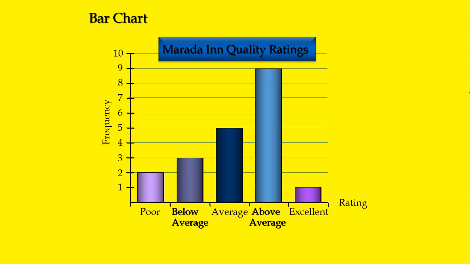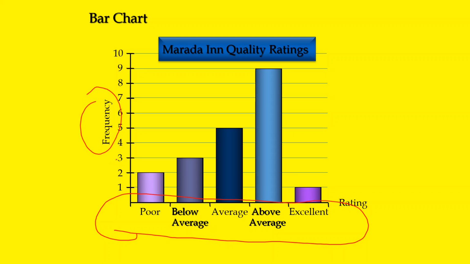When you're developing the bar chart, the horizontal axis will be your classes. You see poor, below average, average, above average, and excellent. The vertical axis is labeled to represent the frequency. In this case, you can also represent the relative frequency. Here we chose frequency. If you go back a few slides, you will notice that the highest frequency is for above average. We have 9 people voting above average, so the height of this bar corresponds to 9.